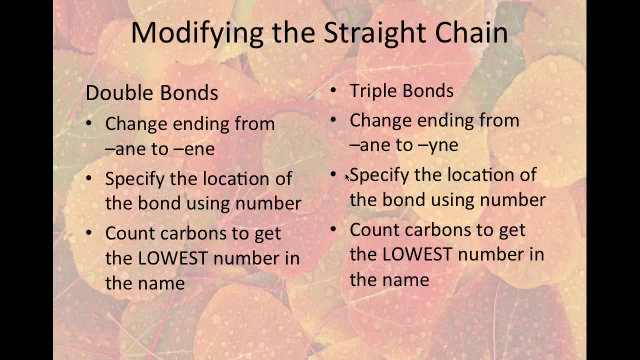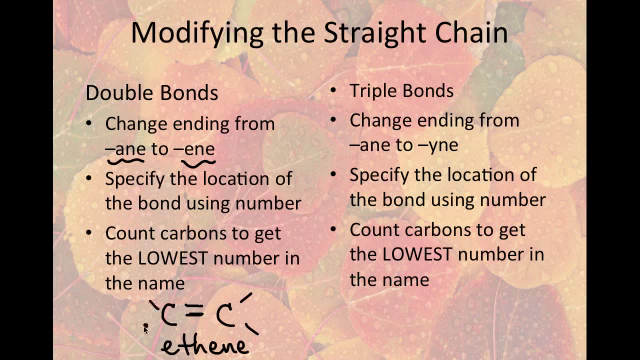So let's modify the straight chain. There's 2 ways we could modify. We could make double bonds, or we could make triple bonds. A double bond would change the ending of our hydrocarbon from ane to ene. And so that would be like with ethane that has 2 carbons. We put a double bond between the 2 and it becomes ethene. And then of course we've got to make sure every carbon has 4 bonds. So I need 2 more here and 2 more here. We'll just fill in the hydrogens so that the chemical formula for ethene is C2H4. There's ethene.